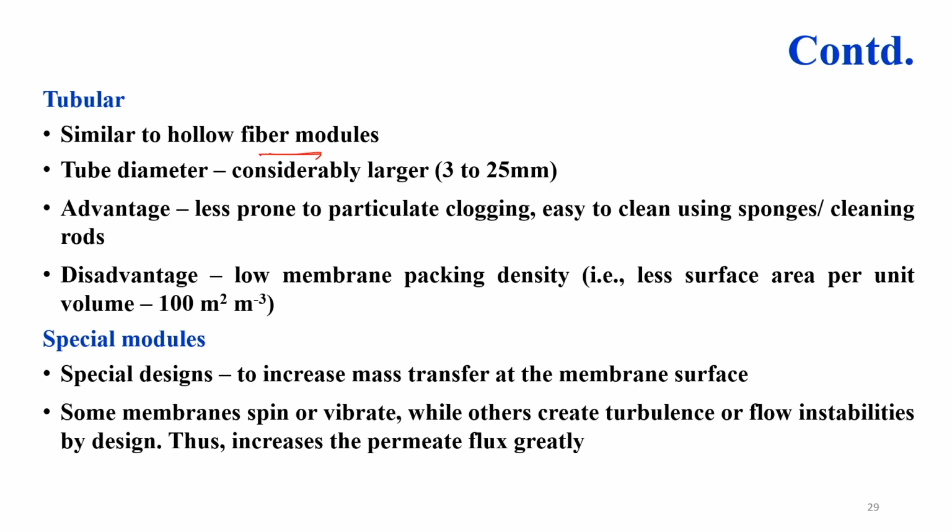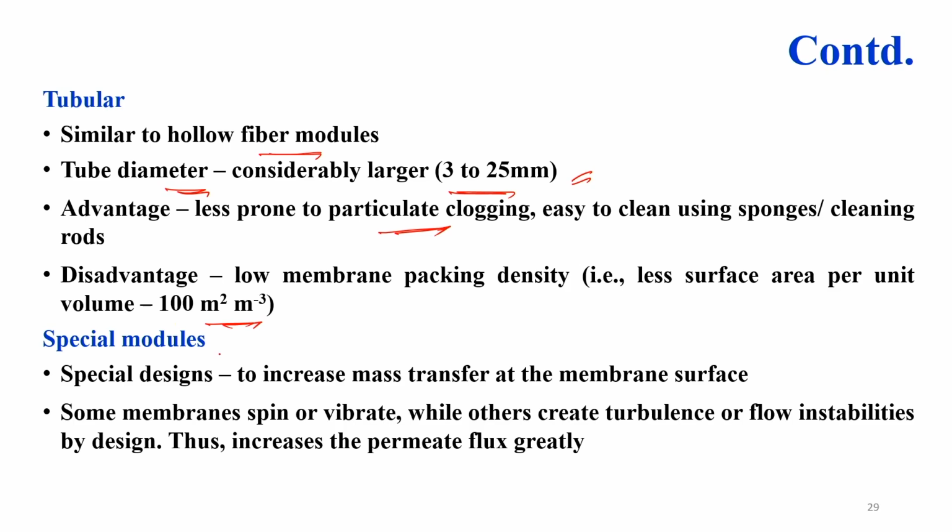The only difference is the tube diameters are larger, in the range of 3 to 25 millimeter. So, the advantage is that as this is larger, it is less prone to particle clogging, but at the same time it significantly compromises the surface area. It reduces to 100 meter square per meter cube.